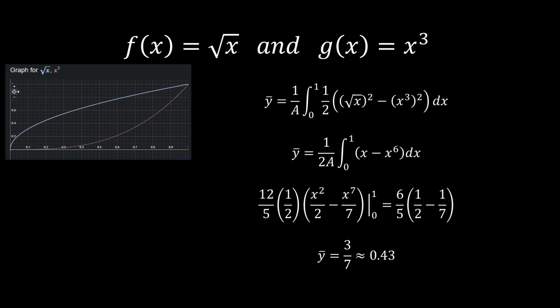What we then have is, taking the inverse of our area, 12/5 times 1/2, times the quantity x squared over 2 minus x to the 7th over 7, going from 0 to 1. Our non-zero numbers are going to be 6/5 multiplied by 1/2 minus 1/7, and that all equals the exact value of 3/7, which is approximately 0.43.